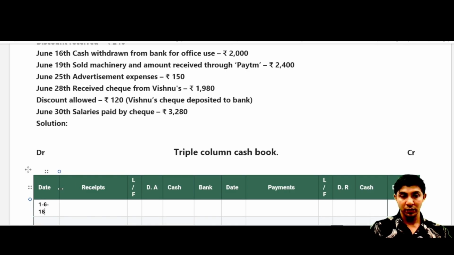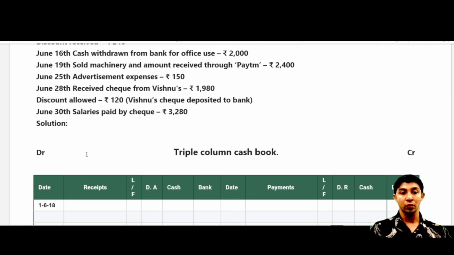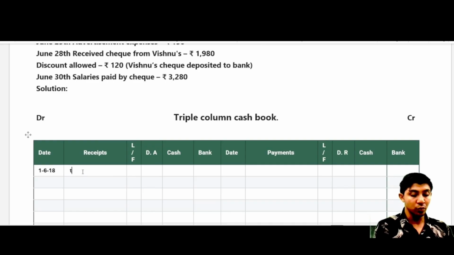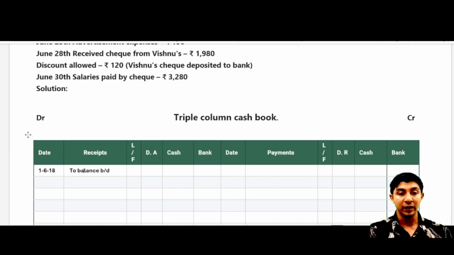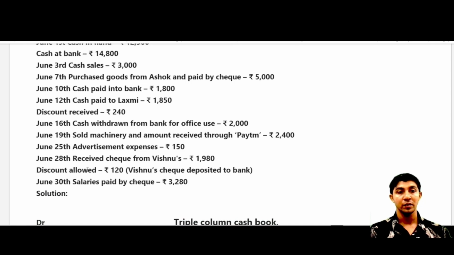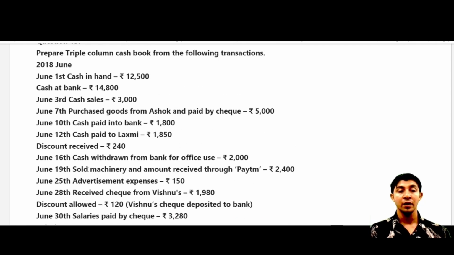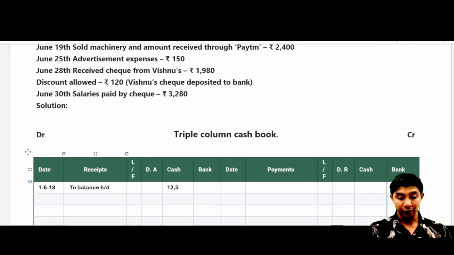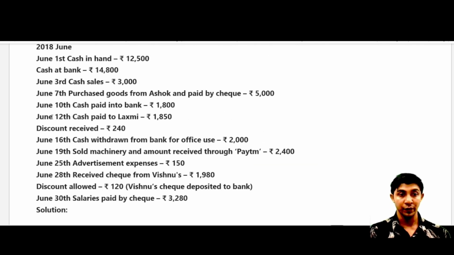Slightly we're going to adjust this to fill the date. Yes, done. So on the receipt side we need to write to balance brought down, B/D. What is the balance of cash? That is rupees 12,500 and 14,800 for bank. So 12,500 in cash and 14,800 in bank.